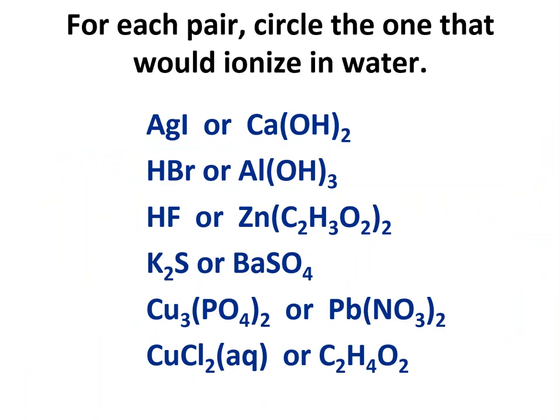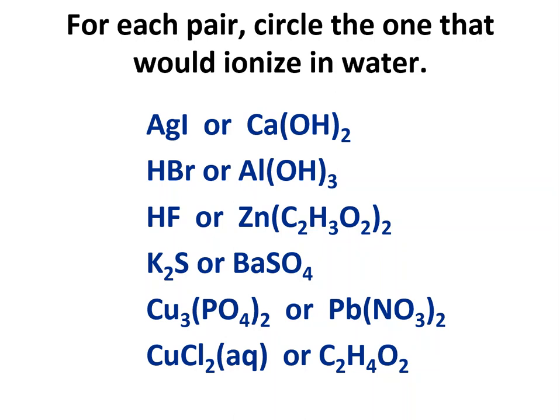These are some examples of how you can decide which is a strong electrolyte, or which one is ionized in water. Very often, you don't have to tell for every compound. You just need to be able to look at a pair of compounds and know which one is dissolved in water and which one is not. And so we're looking for the strong electrolytes on each of these. If you would, pause and see if you can figure out which one is ionized in water and which one is not, and why.